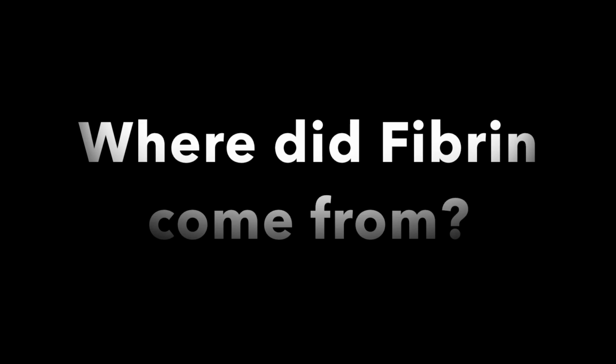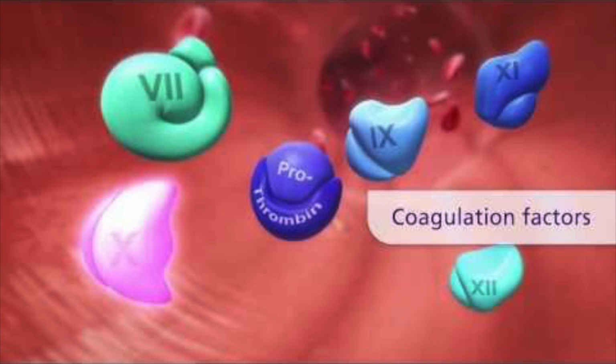But first, we need to talk about where fibrin came from. In Sally's blood is a group of proteins called coagulation factors, and these are usually produced by the liver. When activated, these proteins set off a series of reactions called the coagulation cascade. There are two ways Sally's body can trigger the coagulation cascade.